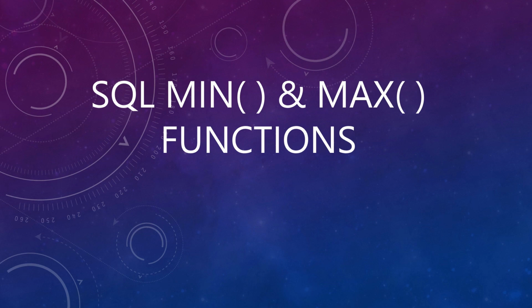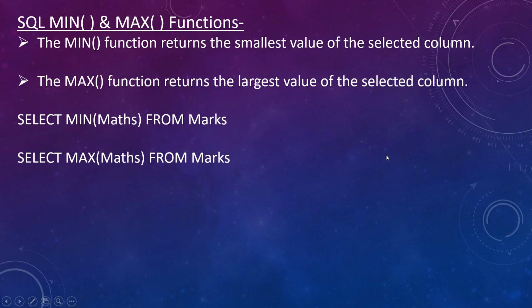Hello friends. So today we will discuss two very important functions, minimum and maximum functions. These are very useful functions during data analysis, and these are used to find the smallest and largest value from a specified table column. And that particular specified column is mentioned inside these brackets. So let's see. The min function returns the smallest value of the selected column, and the max function returns the largest value of the selected column.